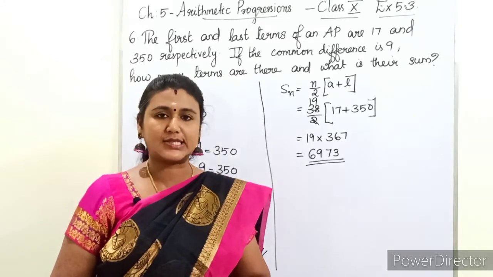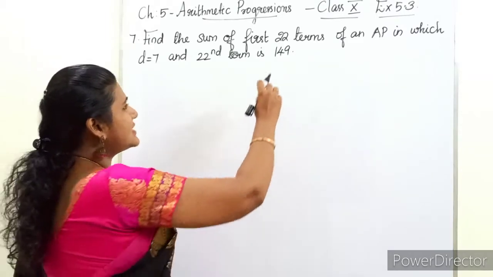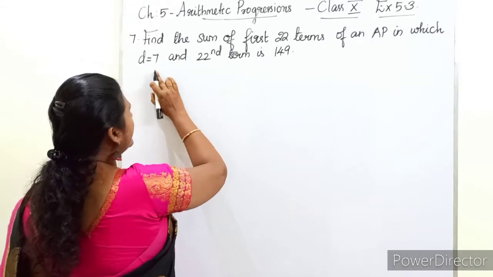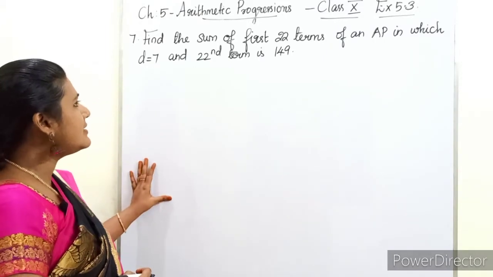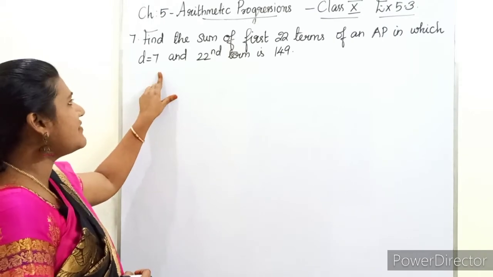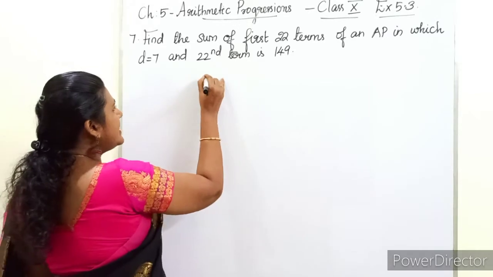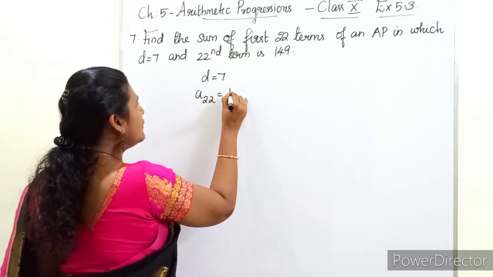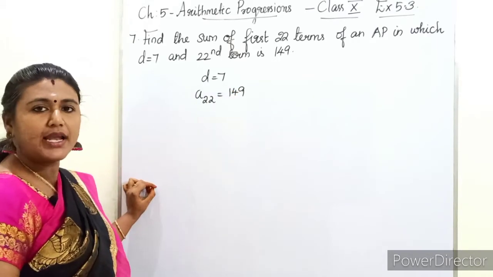Now we will see the next question. Question number 7: find the sum of first 22 terms of an AP in which D is equal to 7 and the 22nd term is 149. So in this question, the D value is given and A22 is given as 149. So D is equal to 7, A22 is equal to 149. From this, first we will find out the value of A.